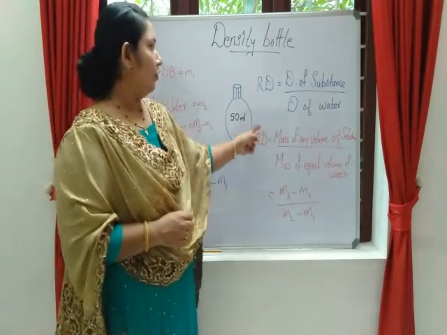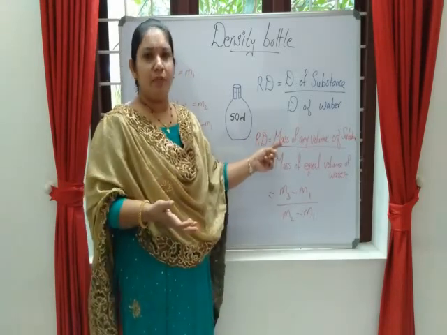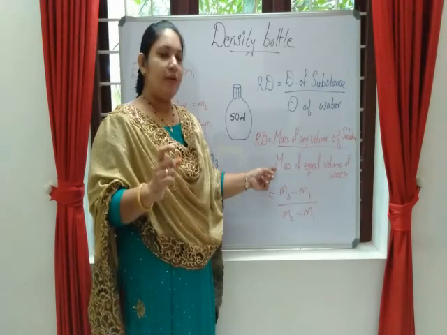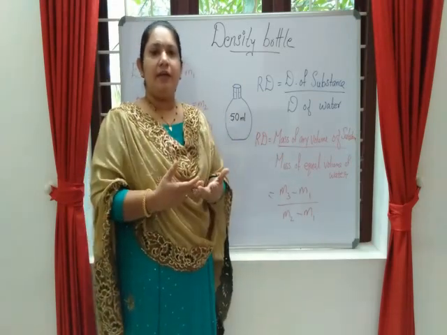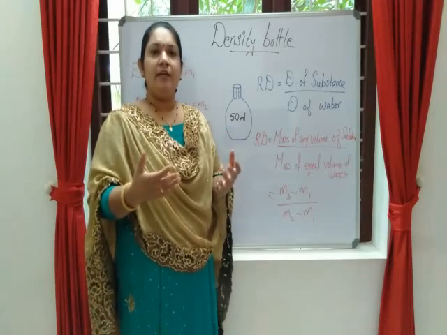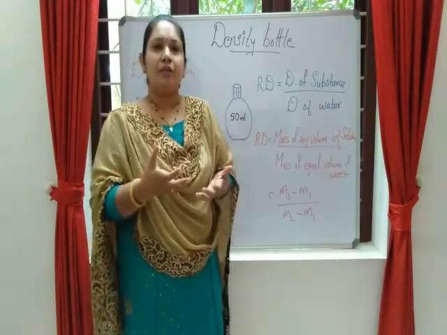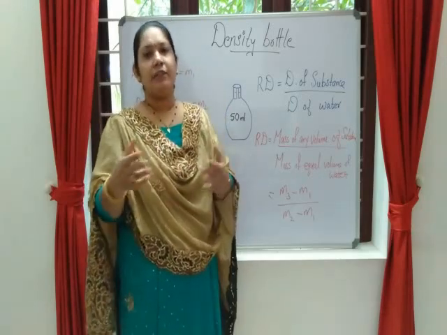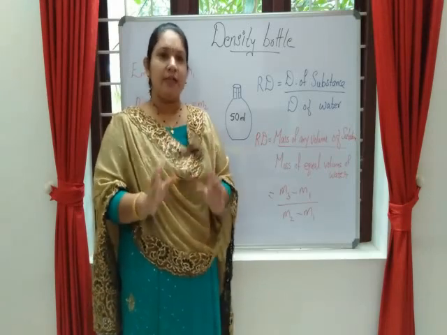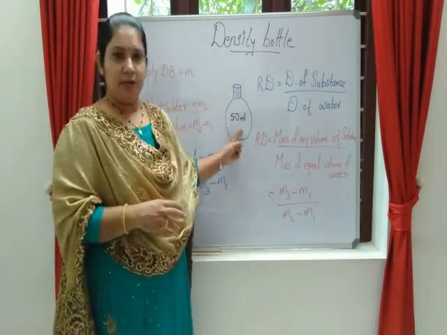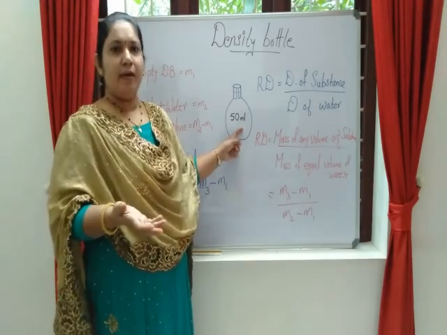Using the formula, relative density is equal to mass of any volume of the substance by mass of equal volume of water. That means, if you are taking water and if you are taking kerosene or milk, the volume should be fixed. It couldn't be that the liquid is 100 ml and the water is 50 ml. No, we have to take the same volume. That is why we are using the density bottle. So the volume will always be fixed, and thus we can compare the mass.